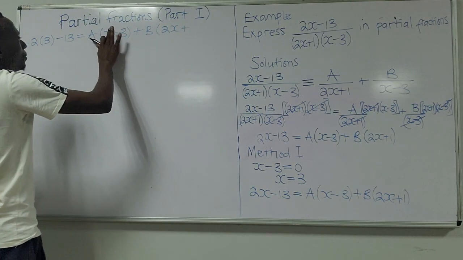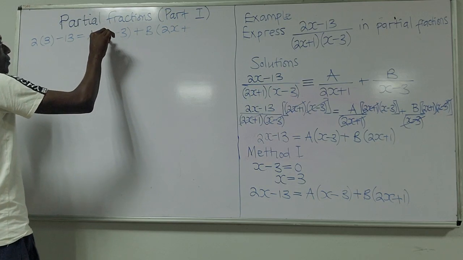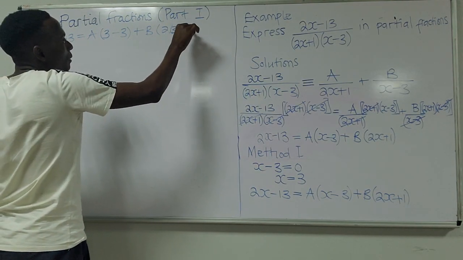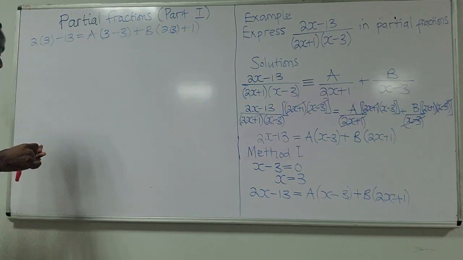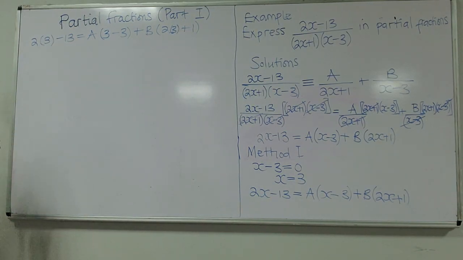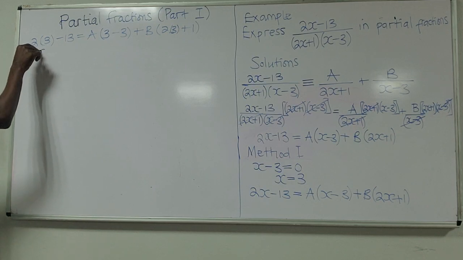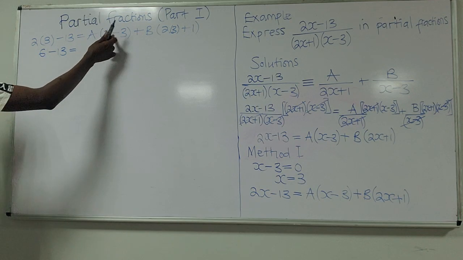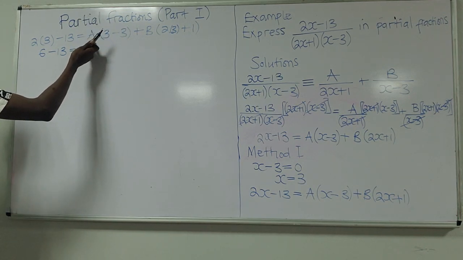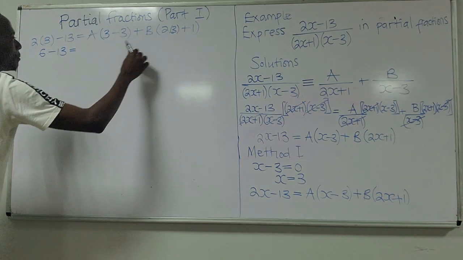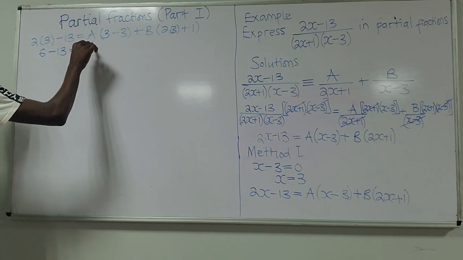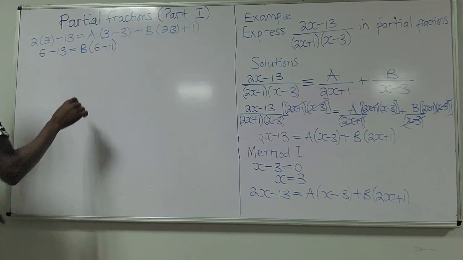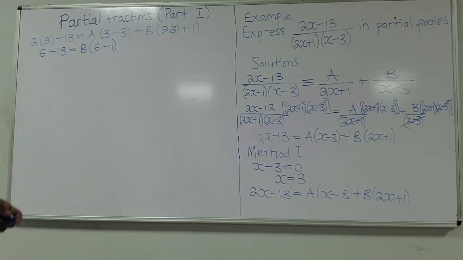Oh, sorry, we are substituting where there is x. So 3 here plus 1. So having done that, 2 times 3, this gives us 6 minus 13 is equal to 3 minus 3, that's 0, 0 times a, 0. So we just remain with this part, which is going to be, open brackets, 6 plus 1, close brackets.